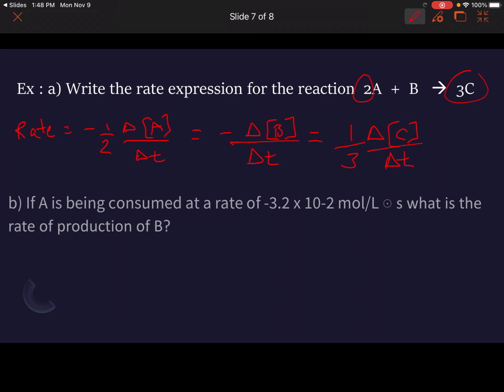Next part, we're going to look at the stoichiometry here. If A is being consumed at a rate, and the rate's given there as negative 3.2 times 10 to the negative 2 moles per liter times second, what is the rate of production of B? So we're going to use our dimensional analysis. The rate of B, the production of B, is going to be equal to 3.2 times 10 to the negative 2 moles per liter times second of A.